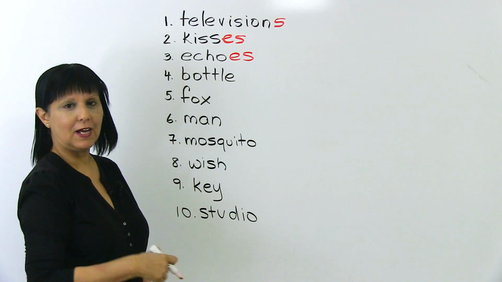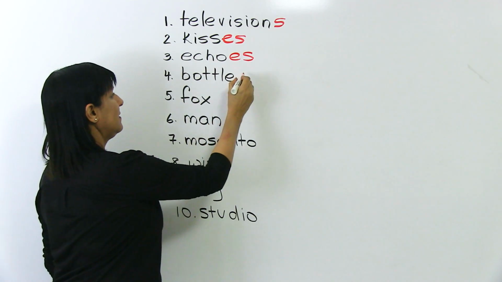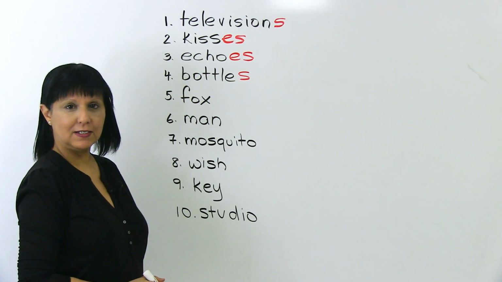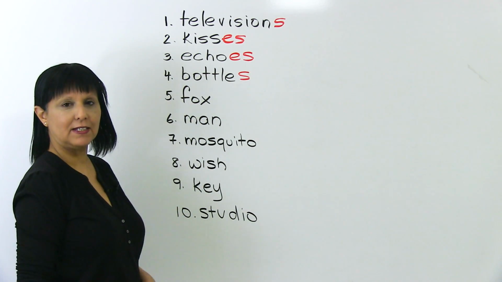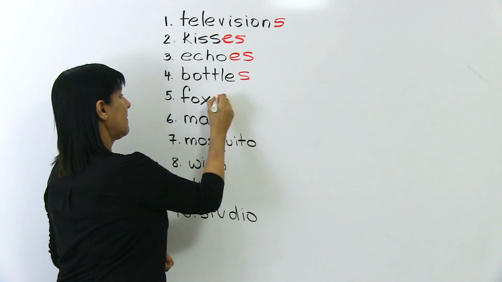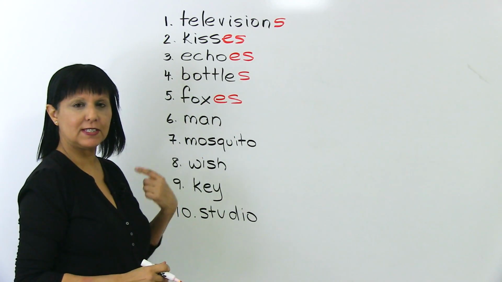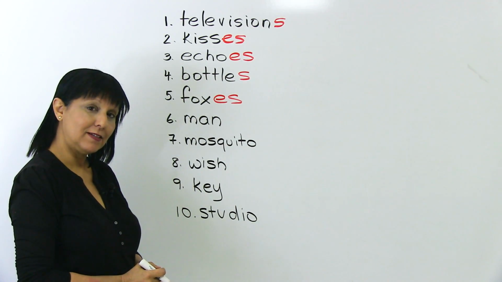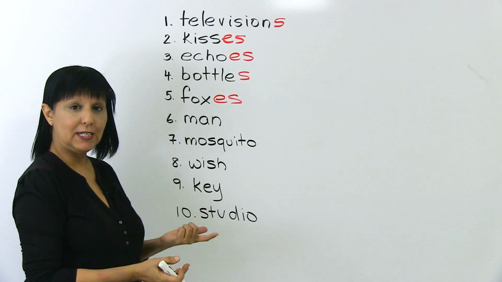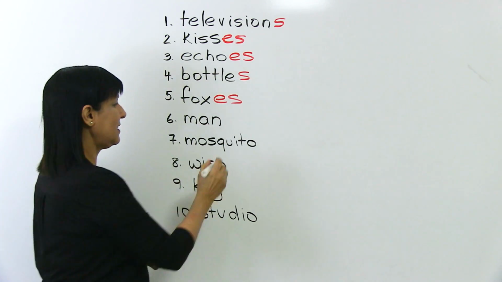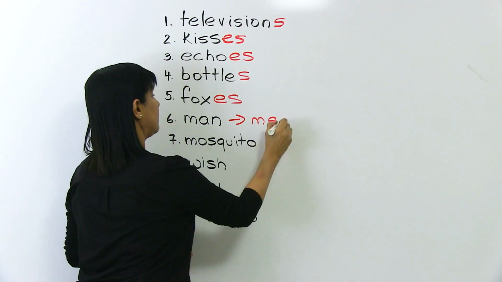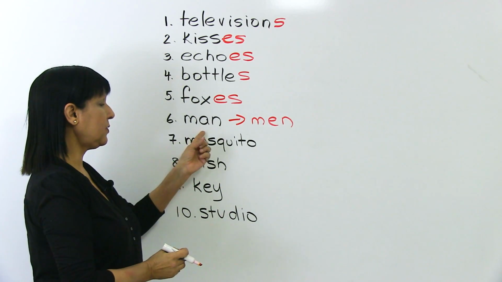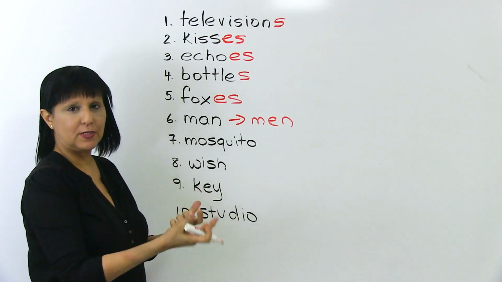Bottle. How do we make that plural? Just S. Okay. Fox. It's one of those letters, X. So we need to add ES. Fox, foxes. Man. What's the plural of man? 1 man, many. It's not mans. It is men. Okay, same for woman, women. All right, so that's one of those words that changes completely, so it's an exception.